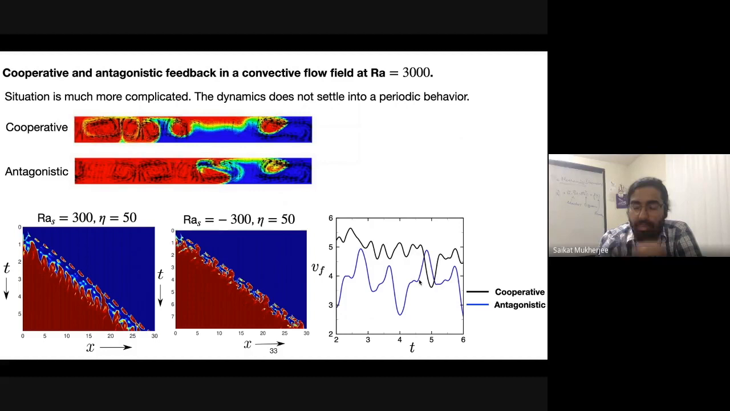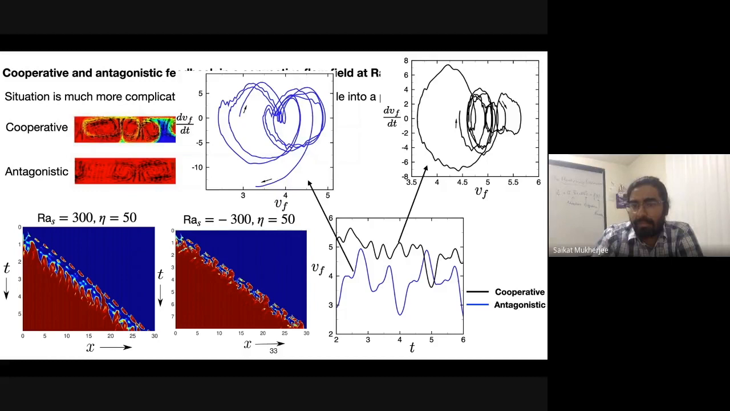But for the antagonistic feedback, there is some sort of structure, which can also be visualized by the phase portraits again. For the cooperative feedback, like you saw, the phase portrait does not have any structure. However, for the antagonistic feedback, there is some sort of structure which is related to the tumbling down of the leading edge of the front in the convective portion.